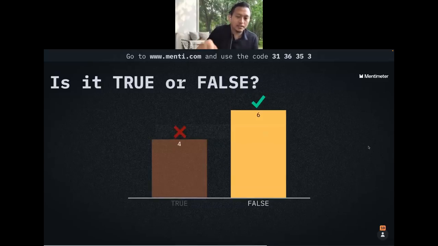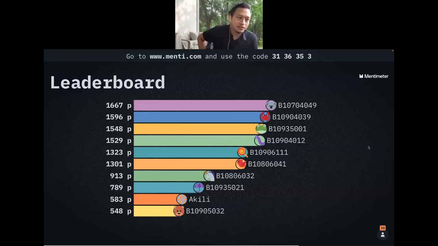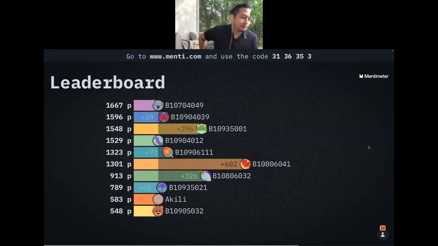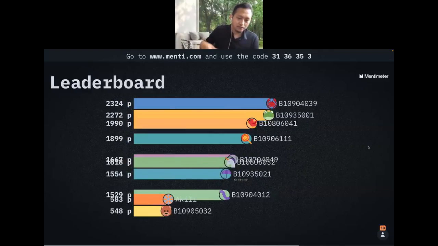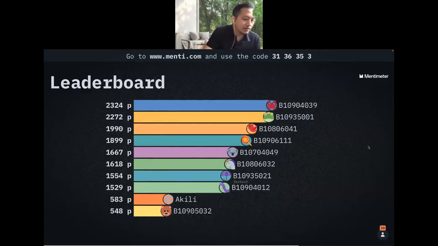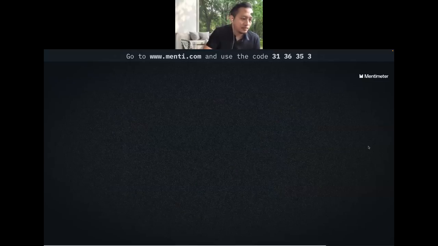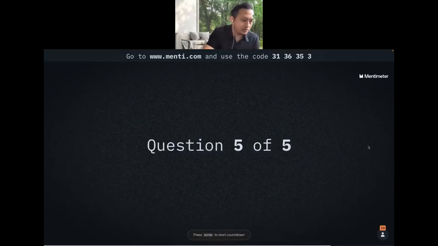Okay, 5, 4, 3. It's actually separable. You can factor. You can factorize.